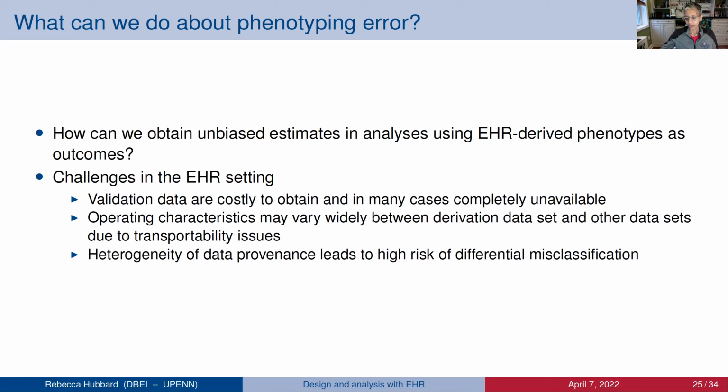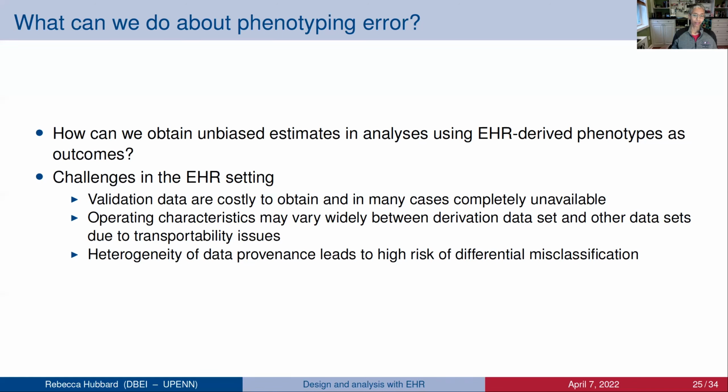So given that we know that the data are error prone, we know that the phenotypes that we've extracted from them are imperfect, what can we do to reduce bias in subsequent analyses using those phenotypes? This is essentially an outcome misclassification problem if the phenotype is an outcome, but there are some specific challenges of the EHR setting, specifically that validation data are expensive and difficult to obtain, typically consist of conducting manual chart review of EHR data.